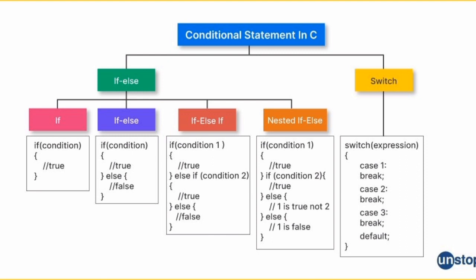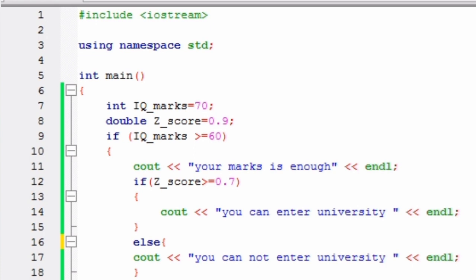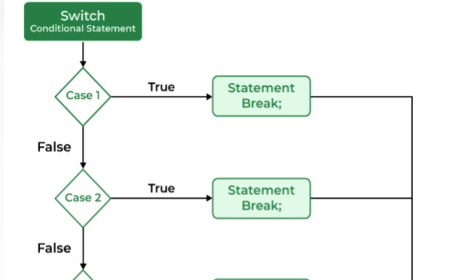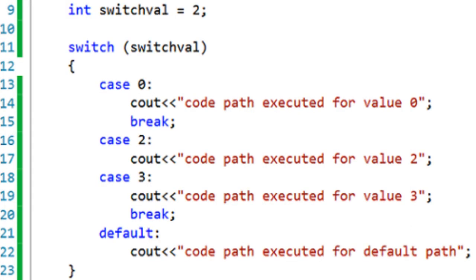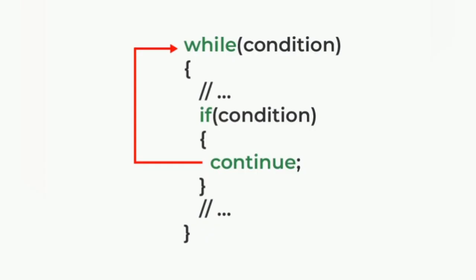3. Nested if-else statement. You can have if-else statements inside other if-else statements, creating a nested structure. This allows you to check multiple conditions and execute different code blocks accordingly. 4. Switch statement. The switch statement allows you to choose between multiple code blocks based on the value of a variable or an expression. Each case represents a possible value, and the code block associated with the matching case is executed.